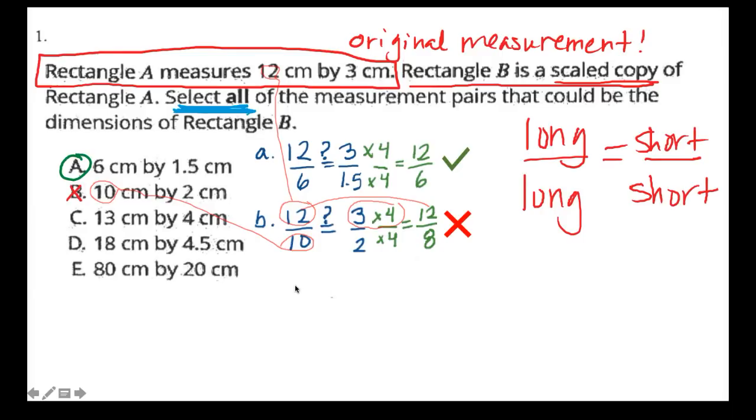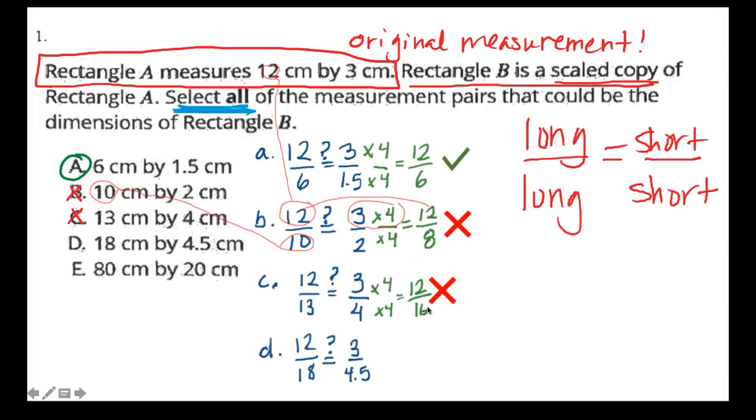So for C, I'm going to compare long side to long side, see if I can make it equal short side to short side. Remember, my rectangle A is all on top, and the option for C is all on my denominator. Now to try to make equivalent fractions, I can make 3 times 4 become 12, so my numerators are equal. But if I multiply my denominator by 4, I do not get equal denominators. So C is not an option.